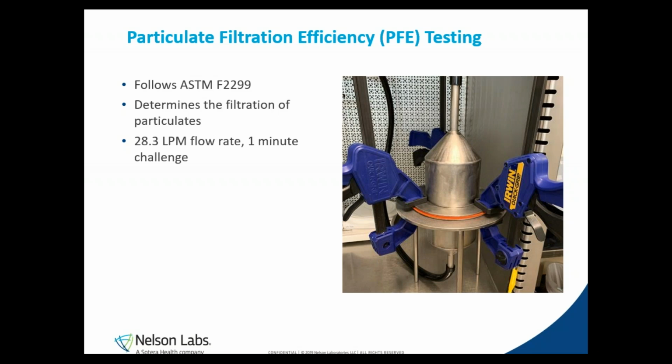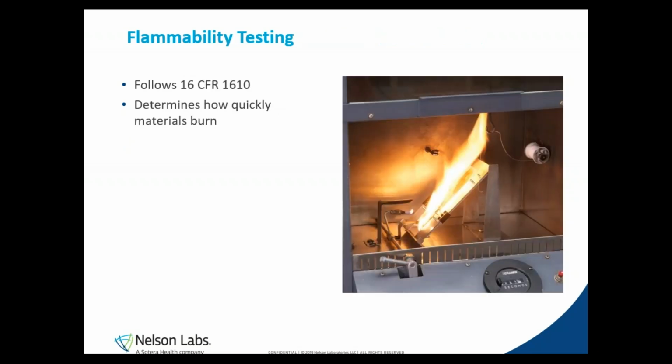Particulate filtration efficiency is required only by the United States and follows ASTM F2299. It determines the ability of masks to filter out particles of 0.1 microns, and again uses that low flow rate of 28.3 liters per minute. Flammability testing is also required by the US and determines how quickly the materials burn. Depending on the burn rate, these materials are certified as Class 1 or Class 3.